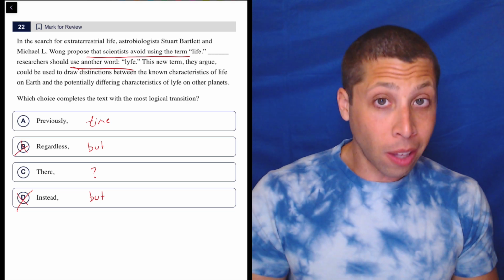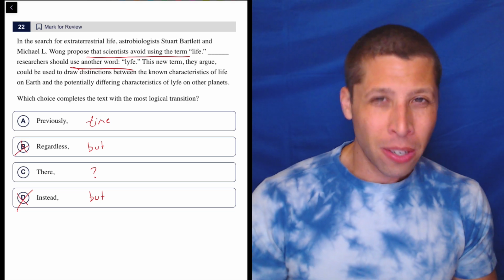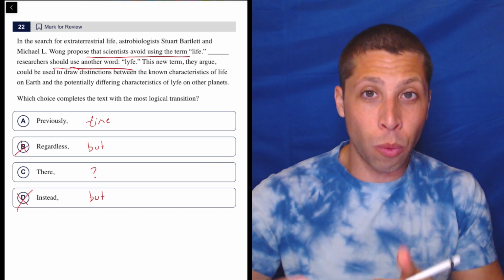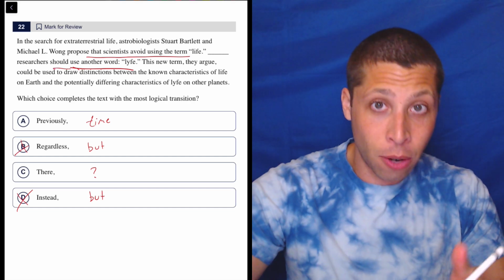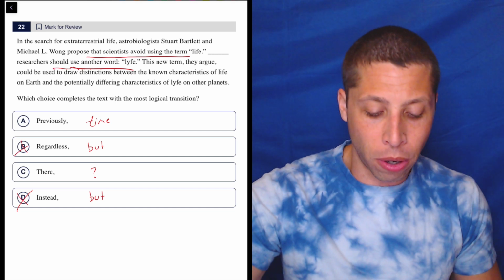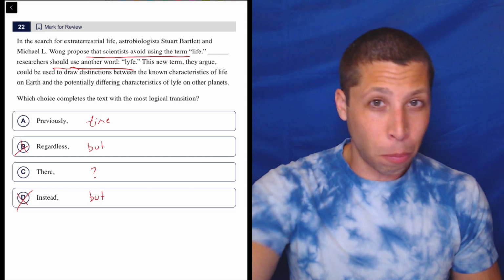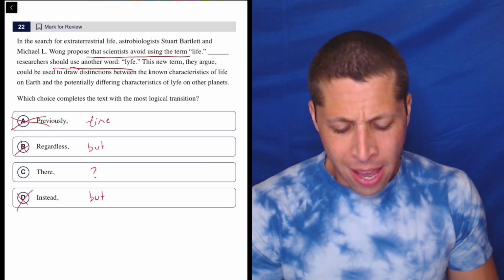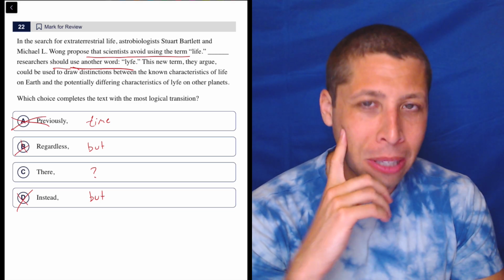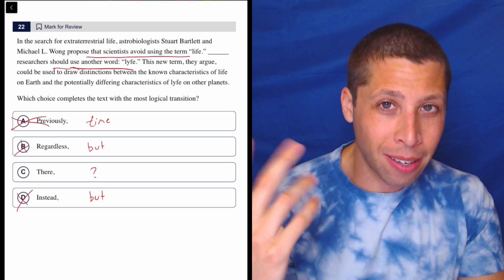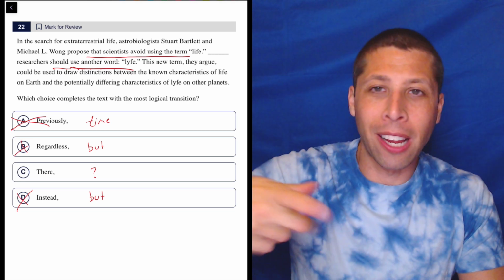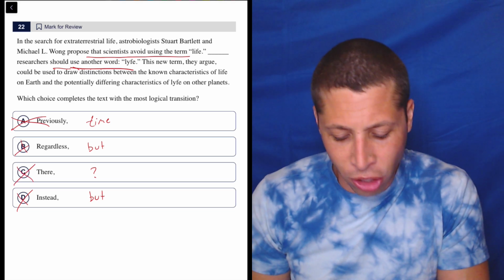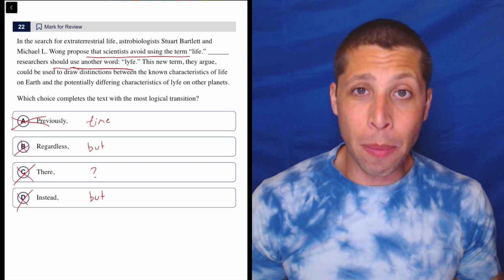Now, we could look at the other words. Would it be previously? No, because there's no time issue. In fact, they use the word should, so it means maybe next or after this, they should use the word life, right? It's a new word, so previously doesn't make sense. They haven't made this recommendation yet, so this is definitely wrong. And then there, again, I really don't even know what this would mean here. There means there, like you're pointing, like you're indicating a location. There is no location here, so I genuinely don't know what this means. At which point we've eliminated all the answers, right?